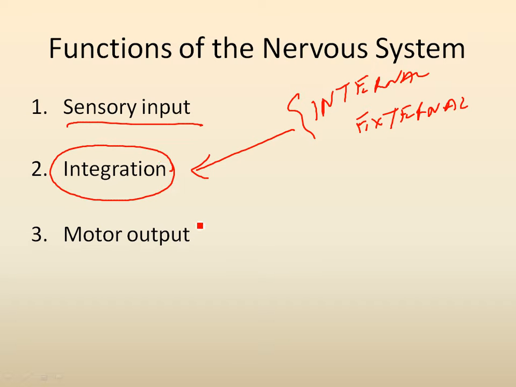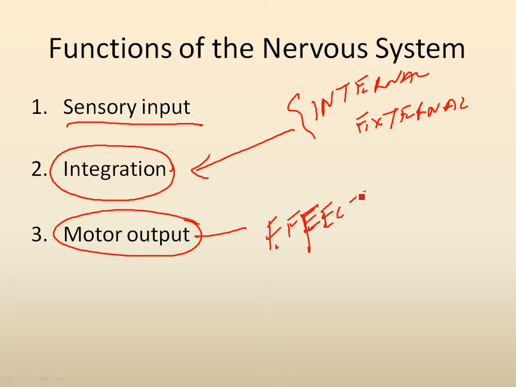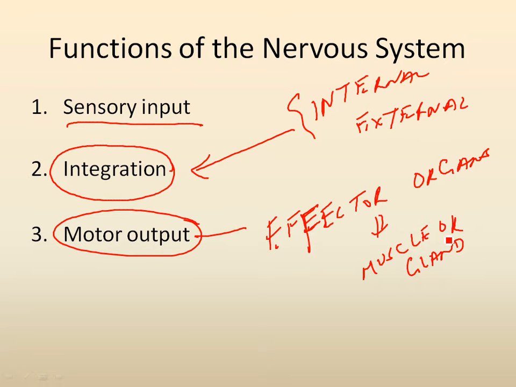Three is the motor output. That is the activation based on the information that's come in. Activation of effector organs. And the effector organs could be a muscle or a gland that produces a response.